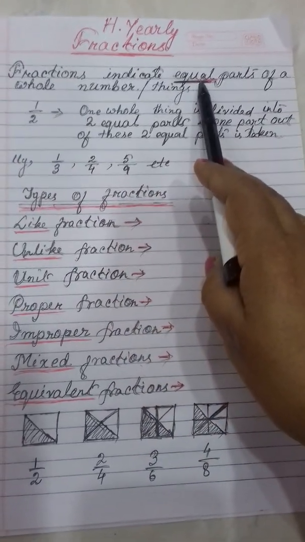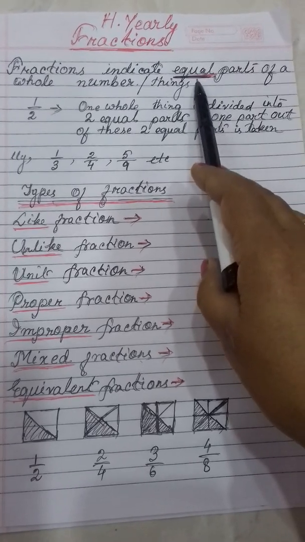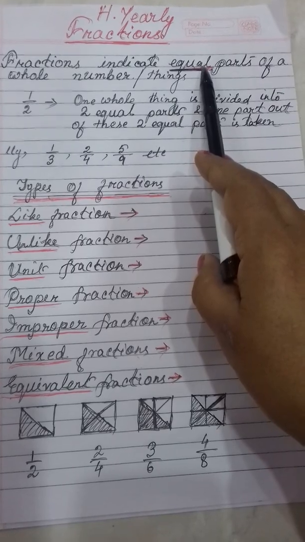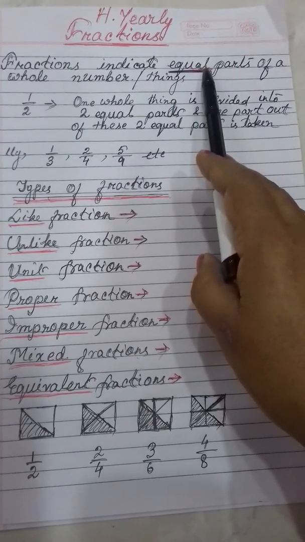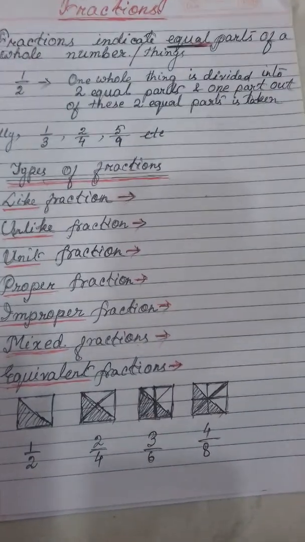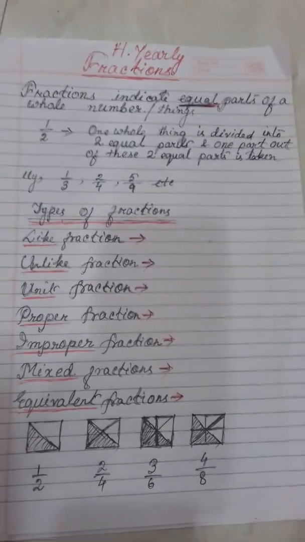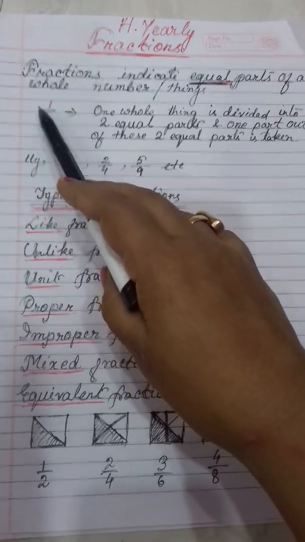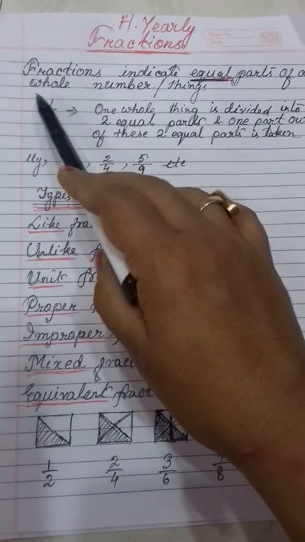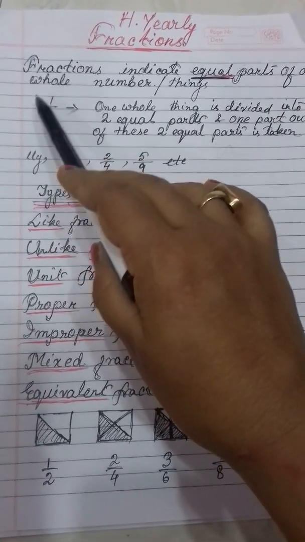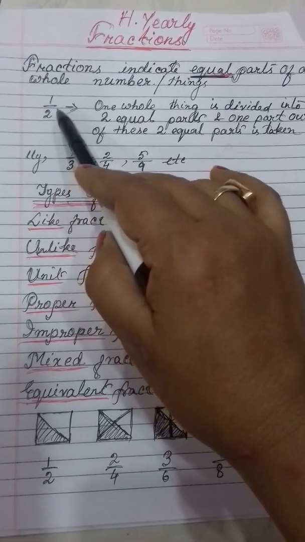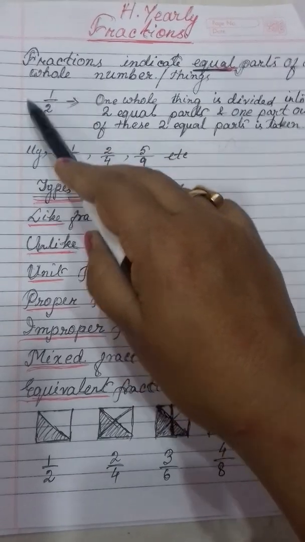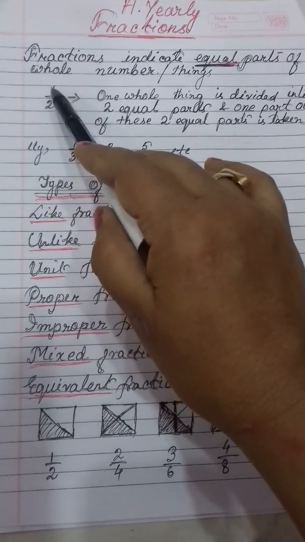This word is very much important. Equal. If the parts are not equal, then it is not fraction. That means, what does it mean? Suppose here I have written one fraction. It is 1 by 2. It is read as 1 by 2 or half. 1 half or half. So it is a fraction.